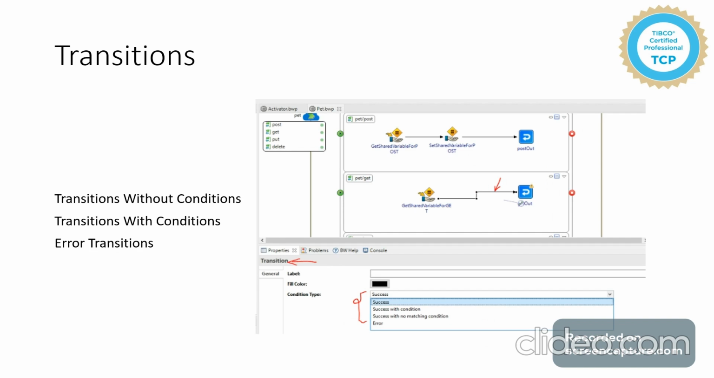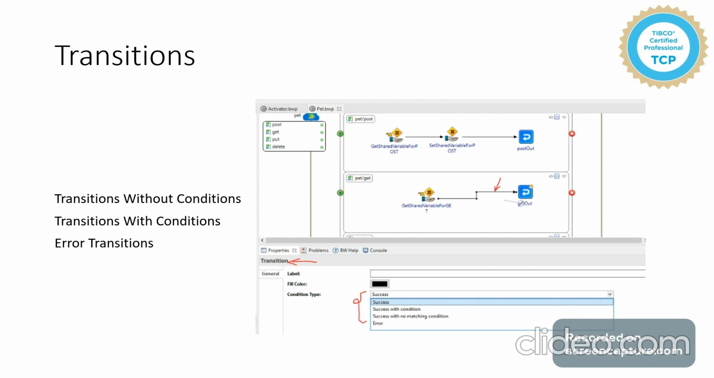And the next one is transitions. Transitions can be added to activities and groups in a process. They represent the flow of execution from one activity to another. These transitions are unidirectional and cannot connect to a previously executed activity or a group in the flow.